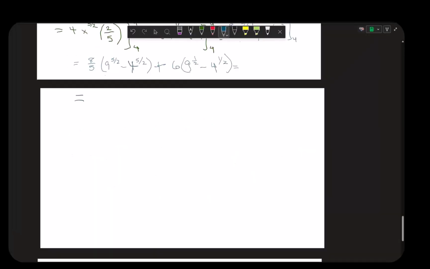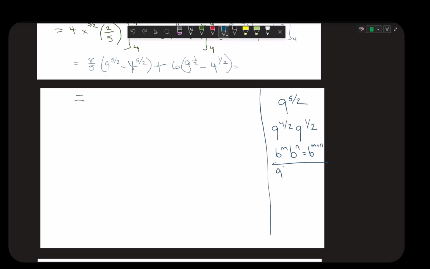Now, how do I evaluate 9 to the 5/2 power? 9 to the 5/2 power is the same as 9 to the 4/2 power times 9 to the 1/2 power, because I add exponents. b to the m times b to the n equals b to the m plus n. That means this is 9 squared times the square root of 9, which is equal to 81 times 3, which is equal to 243.